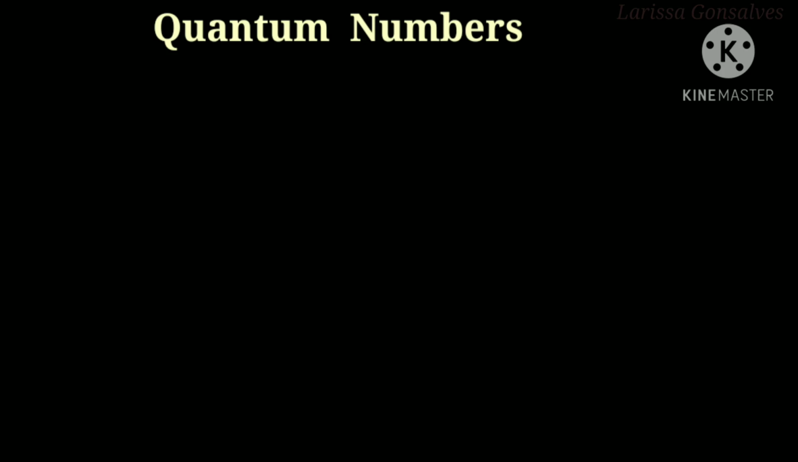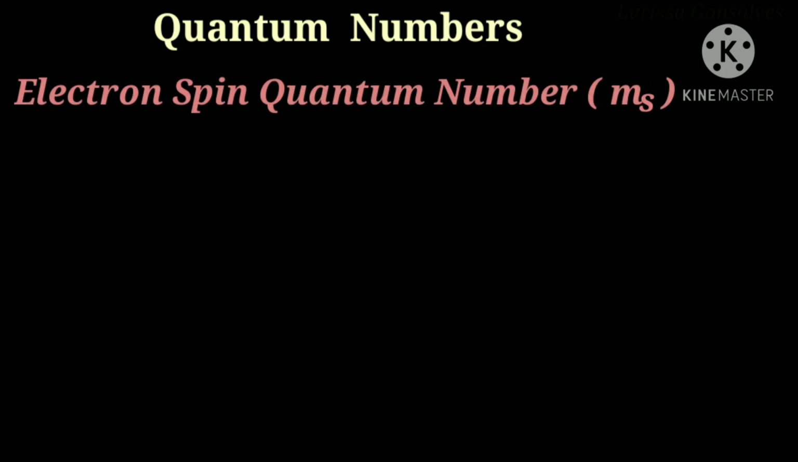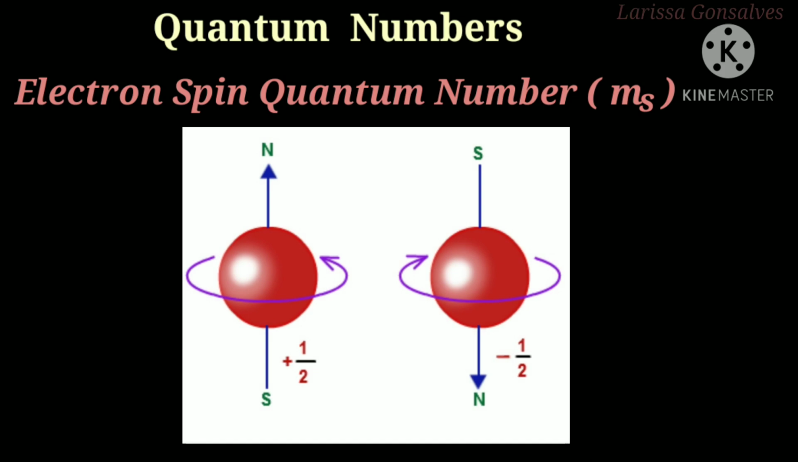The next quantum number is the electron spin quantum number, and it is denoted by ms. This quantum number explains the spin state of the electron in an orbital. We know that an electron spins around its axis, and that is why it imparts spin angular momentum to the electron. The two orientations which the spin angular momentum of an electron can take give rise to the spin states which can be easily distinguished from each other by the spin quantum number. So it is either plus half or minus half.